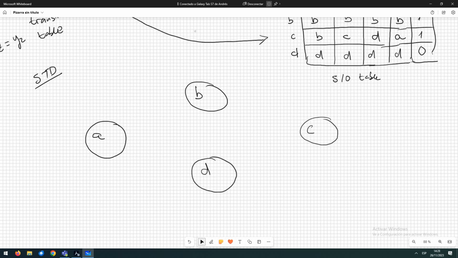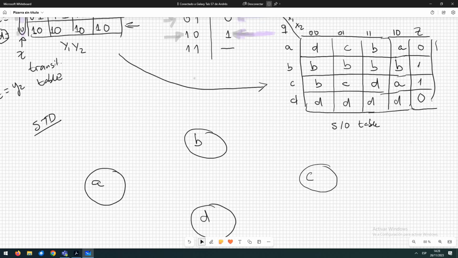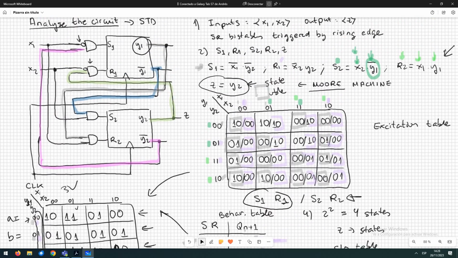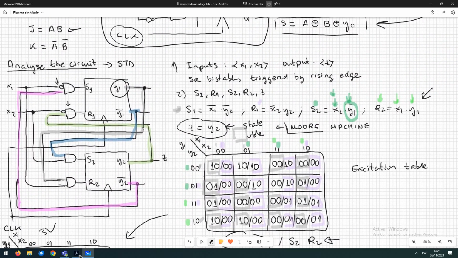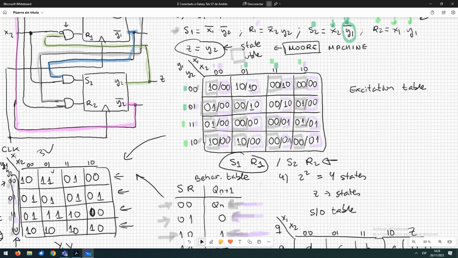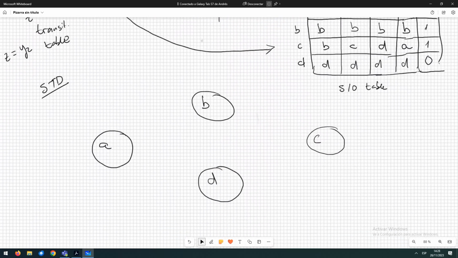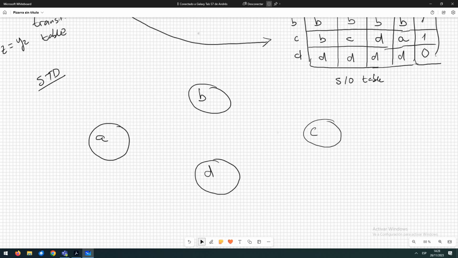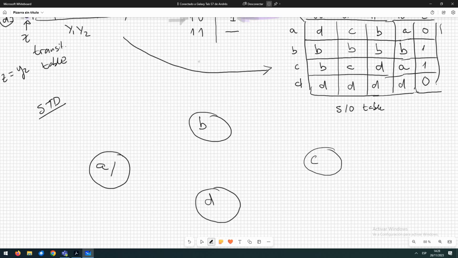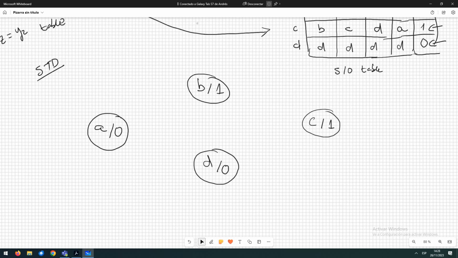We have the following. Remember, here we are in a Moore machine. In a Moore machine, the output only depends on the state. So in this case, we have the output inside the nodes. For A, the output is 0. You can check it here. For B, the output is 1. For C is 1, and for D is 0. So the output is inside the nodes, so in the arcs, we are going to have only the inputs.